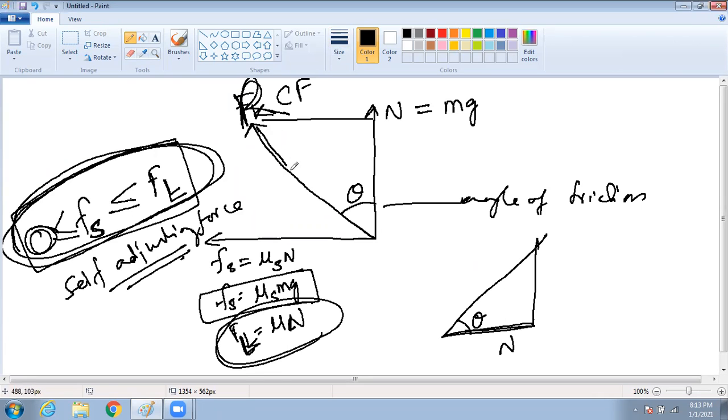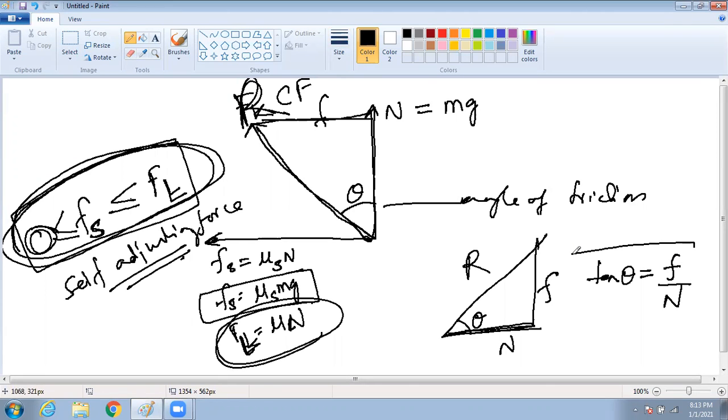So let me revise this triangle. We will reverse this triangle. If I reverse this triangle, this will become n here. This will become r here. And what about this friction? This is the F. So this is the F. Clear? So can I write tan theta as F by n? Yes or no, Pritam? Yes, sir.